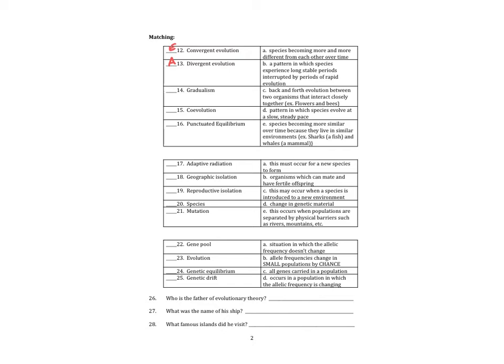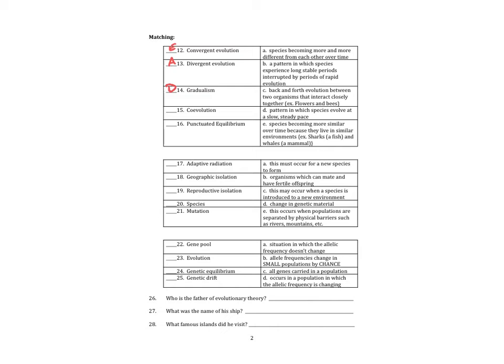So an example would be like the finches on the Galapagos Islands that Darwin discovered. He found that these birds had diverged from a single species into several different species, and each of the species specialized in eating different types of food, so they had different shaped beaks. Number 14, gradualism, is letter D. That's a pattern in which species evolve at a slow, steady pace over time.